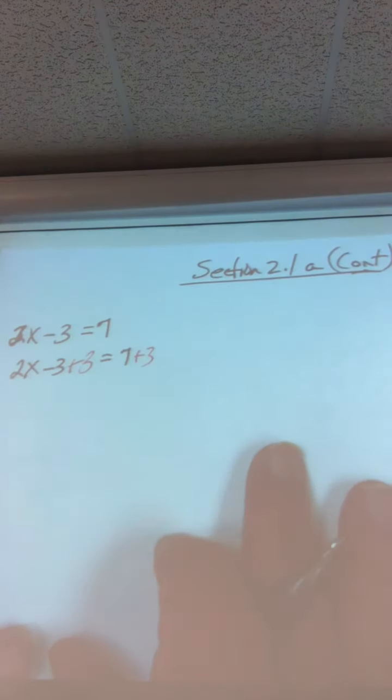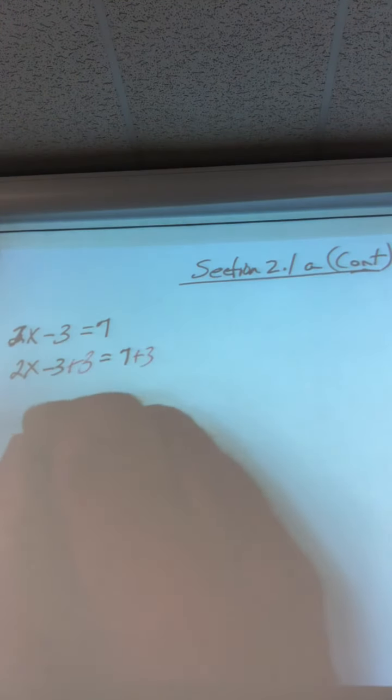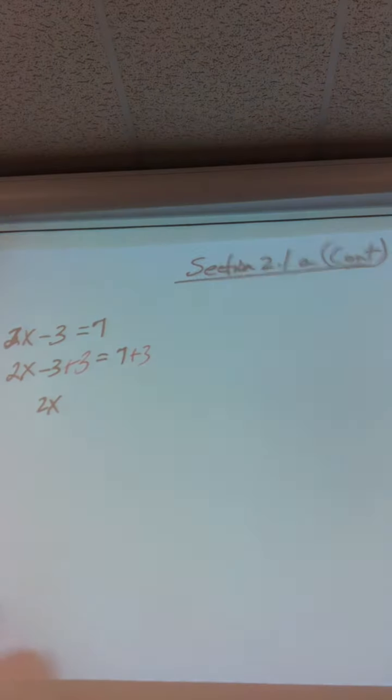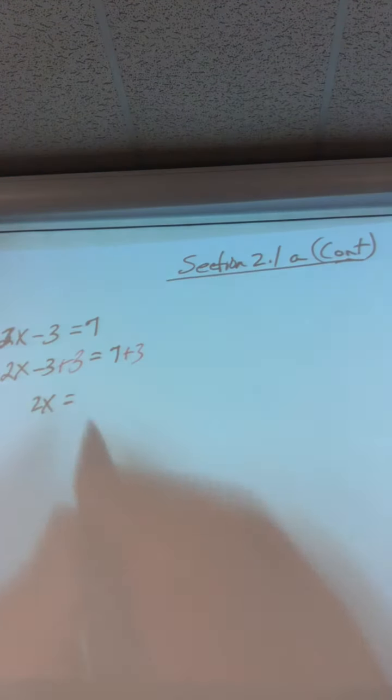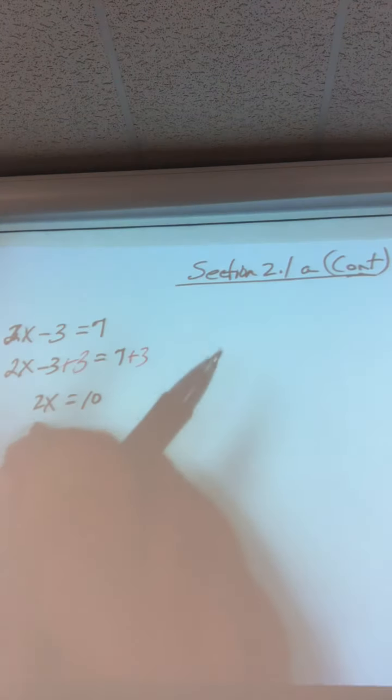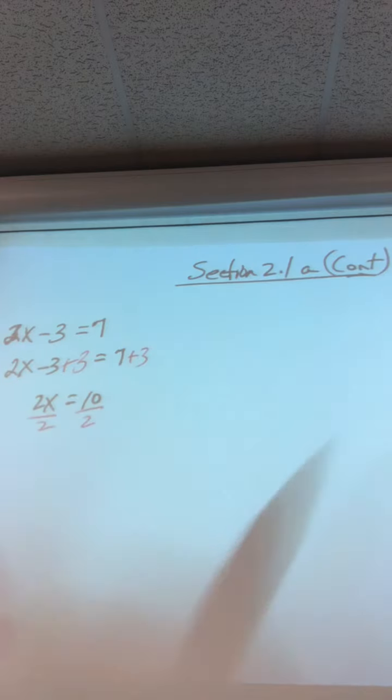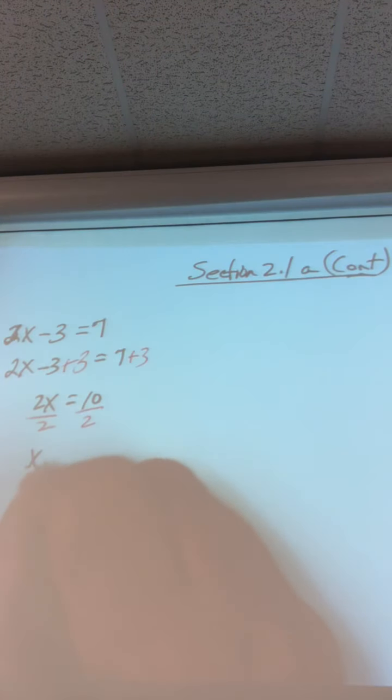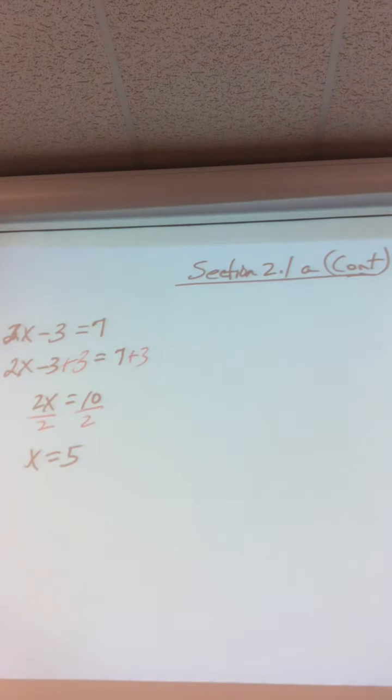So when I do this, the 3's add out and leaves 2x equals, and then 7 plus 3 is equal to 10. Now, we're back to that 2 in front of that x, that's multiplying. So what we're going to do to get rid of that 2 in front of that x is divide, but whatever I do to one side, I have to do to the other. So I still got the variable terms on one side. I still got the number terms on the other.